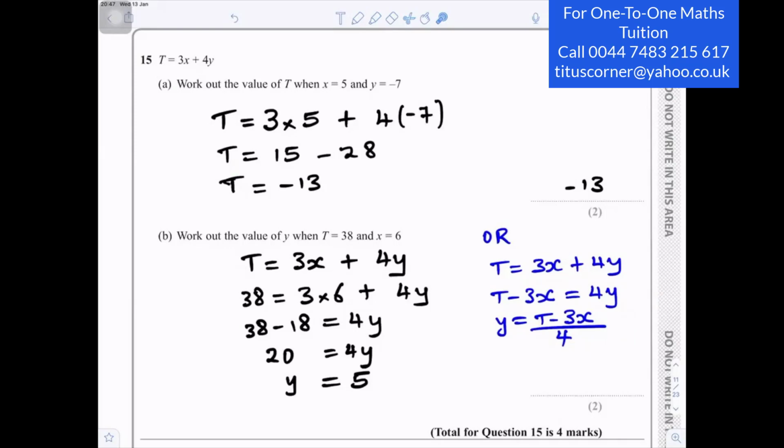And you will sub in x to be 6, and t to be 38. So that means y would be 38 minus 3 times 6, divided by 4, which equals 5. So you get the same answer.